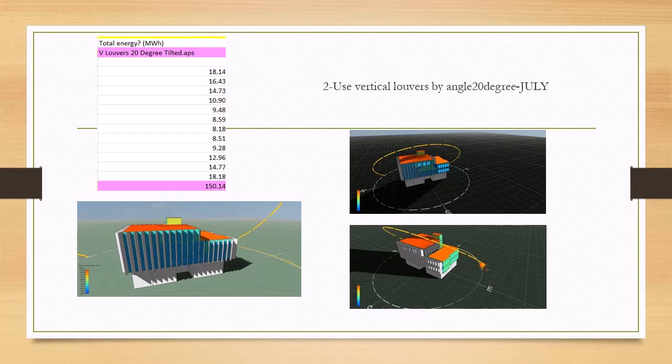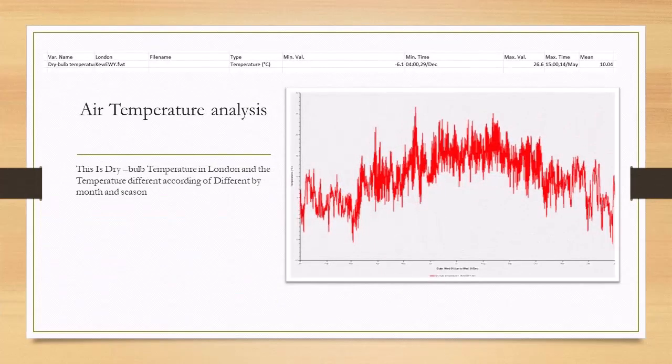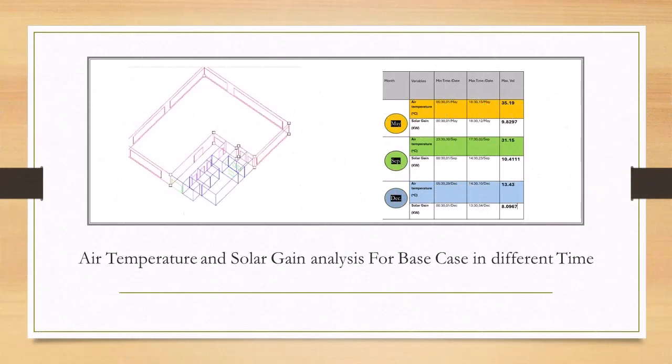150.14 megawatt hours. This chart is for air temperature analysis. This is the dry bulb temperature in London, and the temperature differs by month and season. In this case, I study air temperature and solar gain analysis for the base case at different times: in summer, in winter, and in autumn.